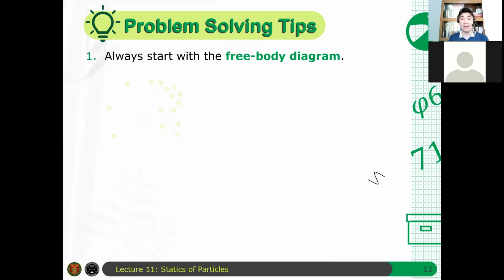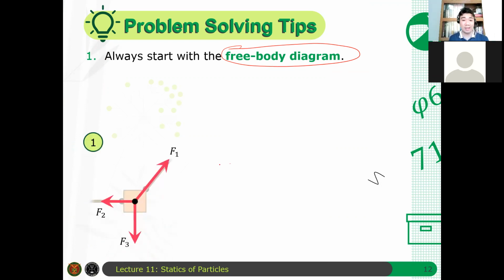So first, syempre, ang una mo munang gawin, other than starting with the free body diagram, identify mo muna what are the forces acting on the system, or what are the forces acting on the particle, or what are the forces acting on the object. Yun yung pinaka-importante kasi once na kulang yung forces na nag-act sa object na yan, mali na magiging sagot mo obviously. So after knowing the forces acting on the object, you start by drawing a free body diagram.